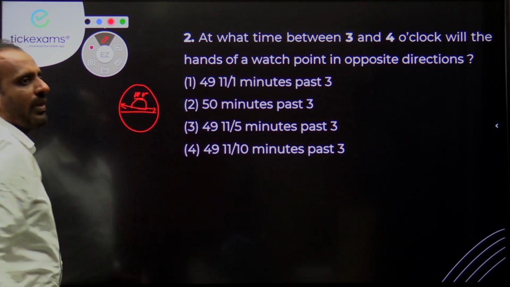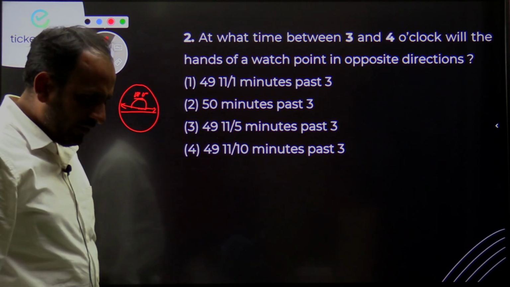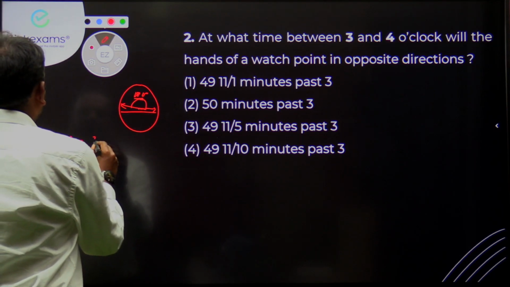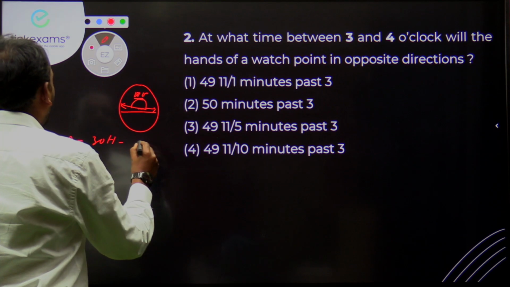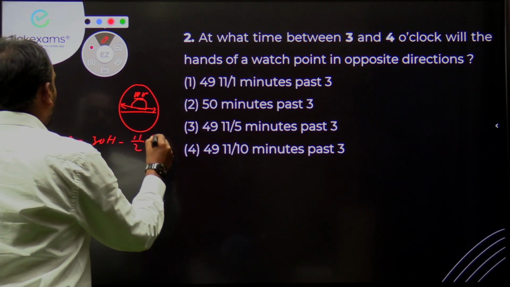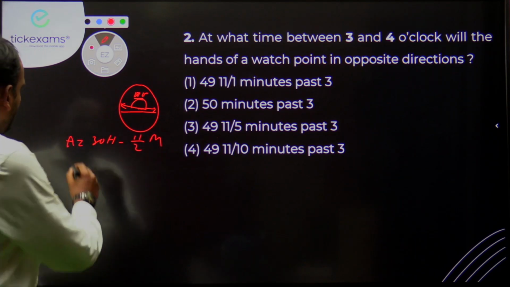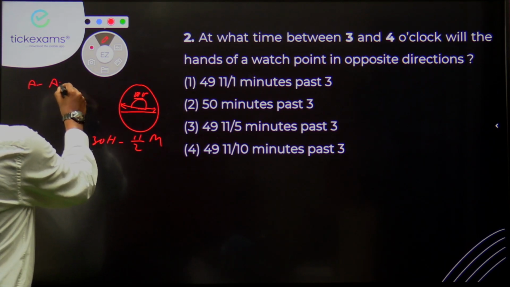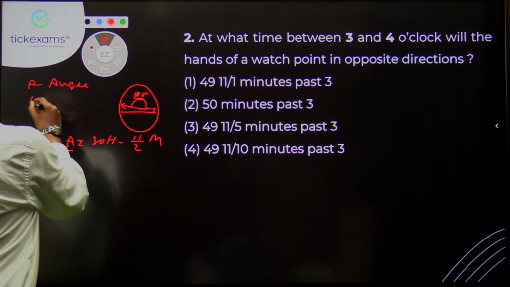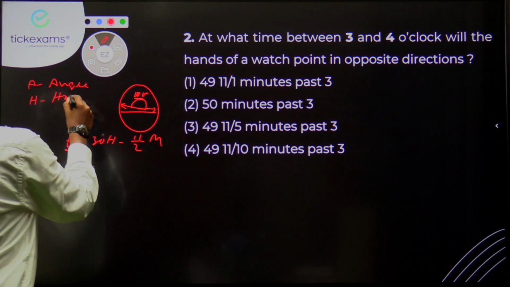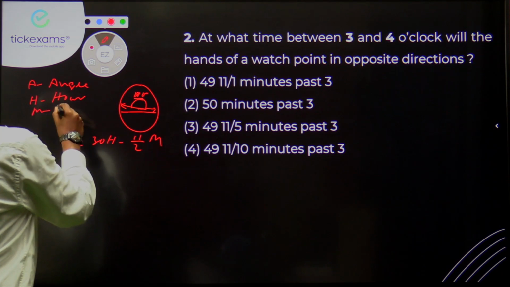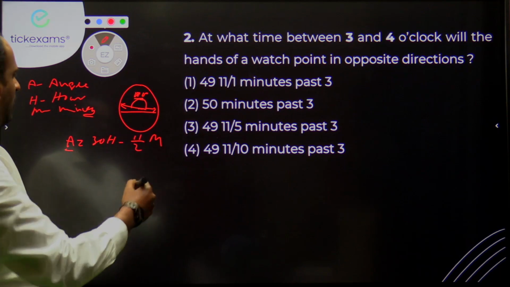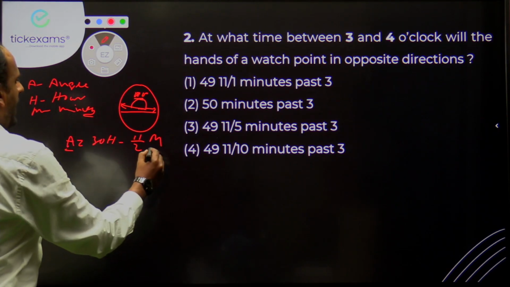180 degrees. Now we will use a simple, straightforward formula: A is equal to 30h minus 11 by 2 m. What do we mean by this? A is the angle, h is the hour, and m is the minutes, that is, how many minutes past 3. So we are going to calculate m here.